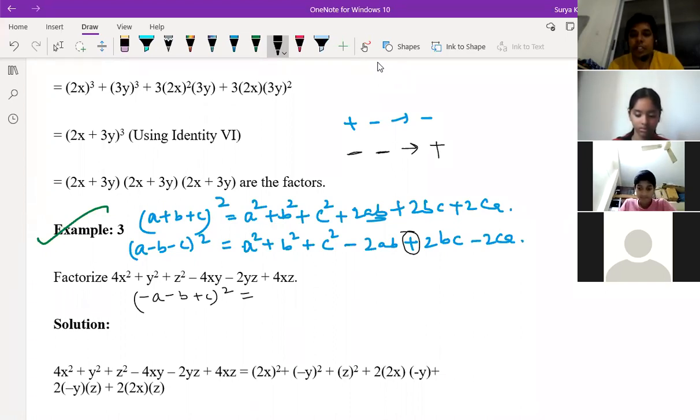Sriyanvi, do you know the formula? This formula? a square plus b square plus c square plus 2ab plus minus 2bc and minus 2ca? Yeah, it's clear. Yeah, it's correct. Sai Charan, you tell me.